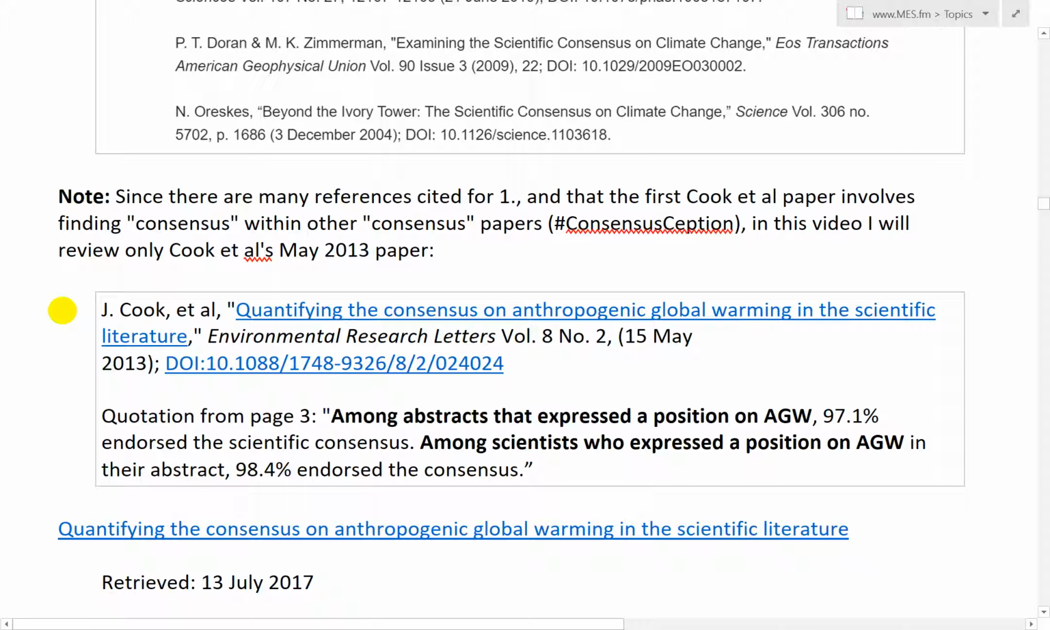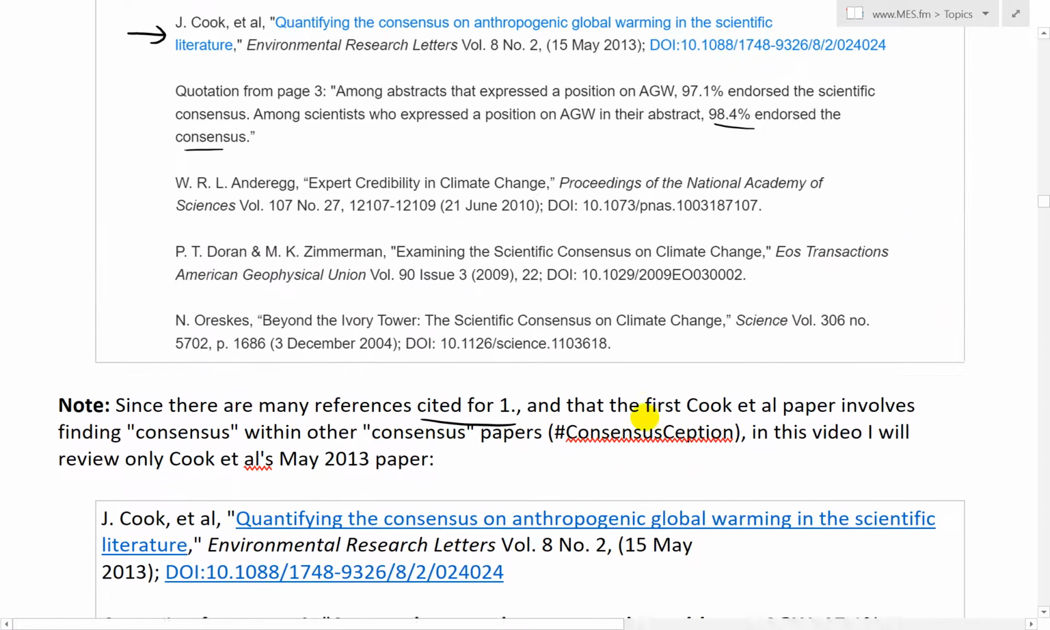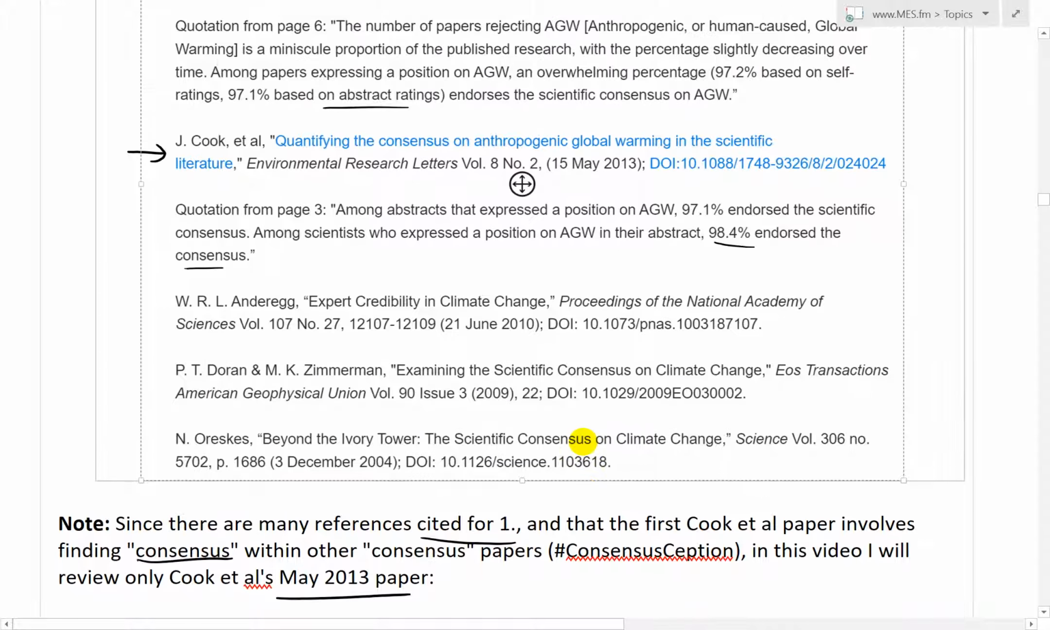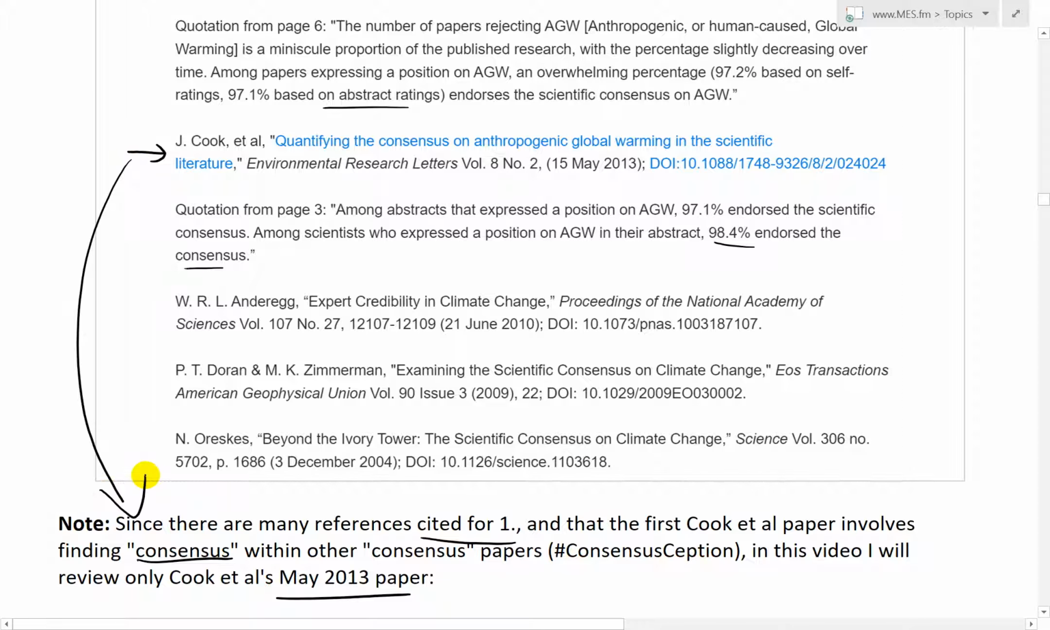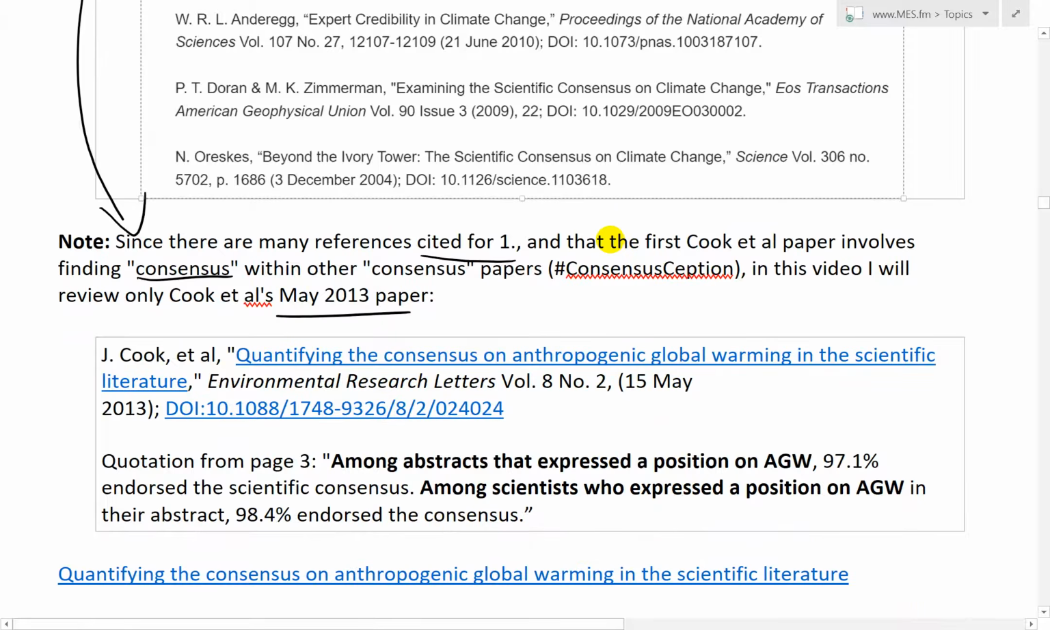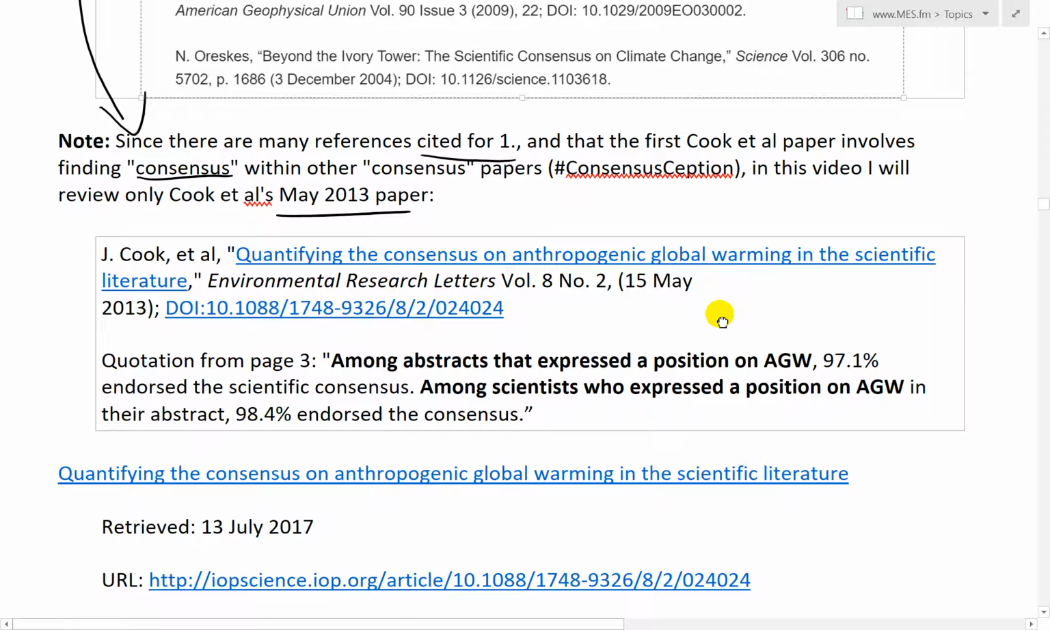Note, since there are many references cited for one, there's other ones right here, and that the first Cook et al. involves finding consensus within other consensus. That's the one I was talking about. Hashtag consensusception. Inception. In this video, I will only review Cook et al.'s May 2013 paper. That's this one right here, instead of these other ones. This is just non-stop consensus. So let's look at this one.